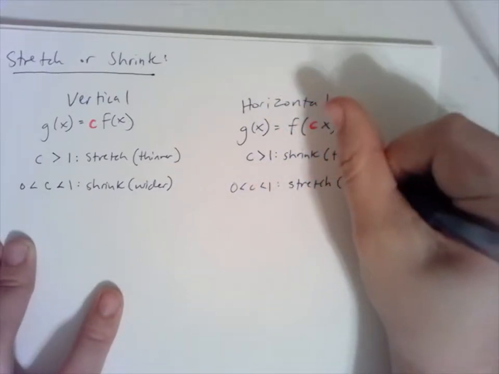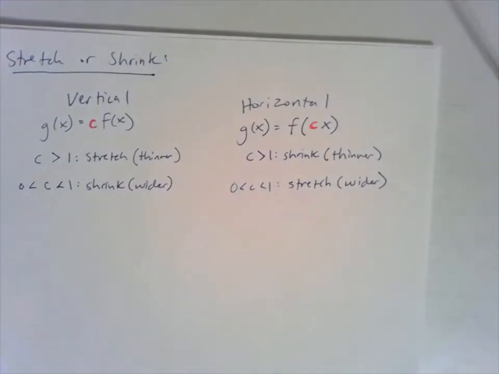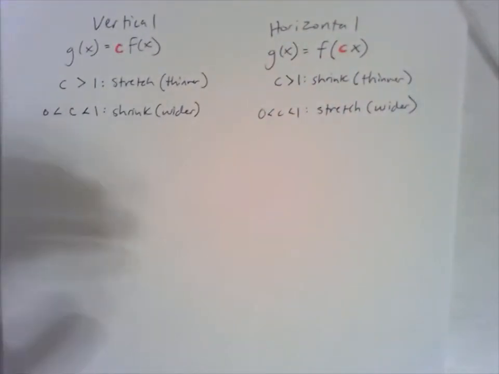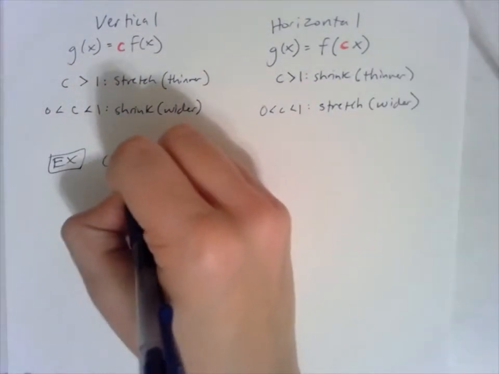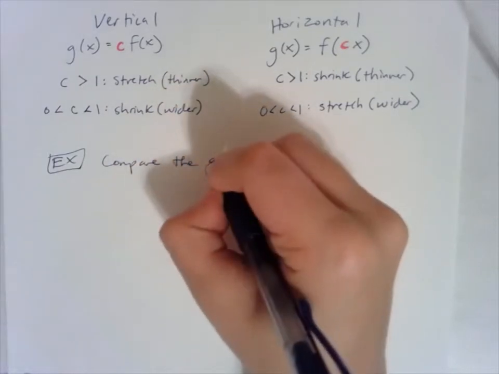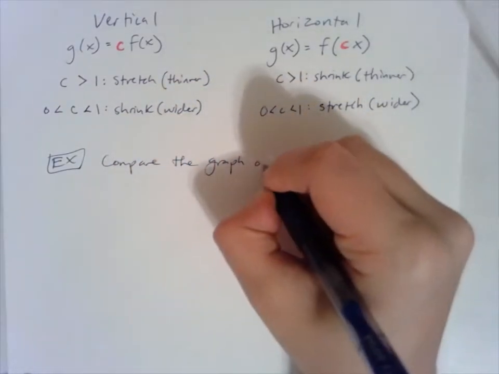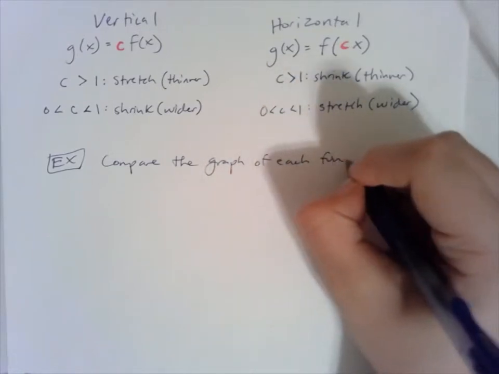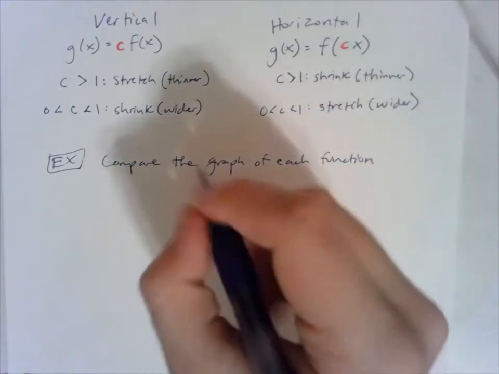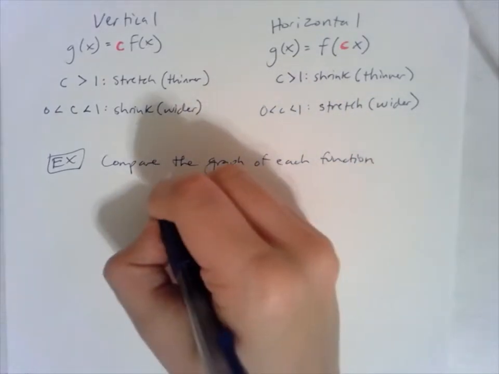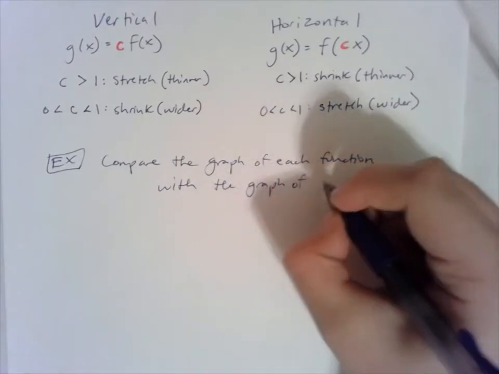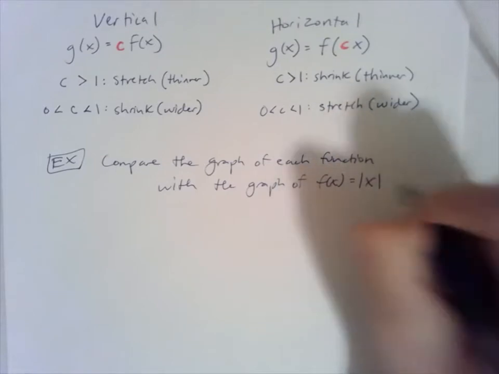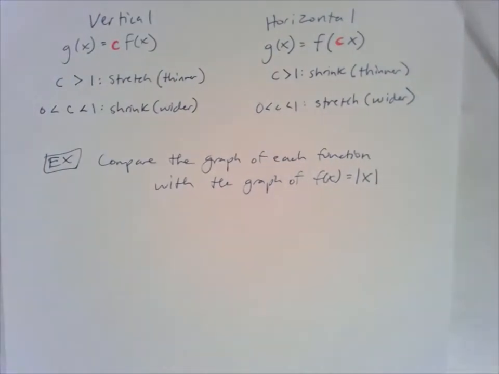Okay, so let's do some examples of this. Let's see, compare the graph of each function with the graph of f of x equals absolute value of x. Remember, absolute value of x is one of those key graphs that we talked about in our last video that we should generally understand what it looks like. Remember, it's that classic V shape.